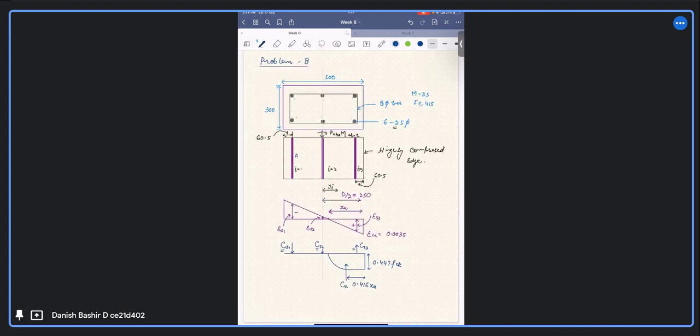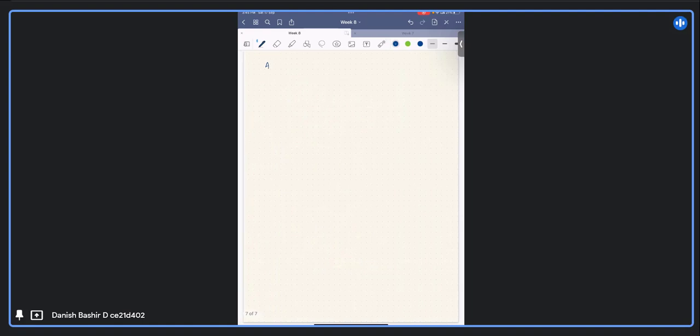So we have As1, As2, As3. You can see that every row has the same number of bars, so As1, As2, As3 will be equal. These are 25 mm bars. Each will be 2 into pi by 4 d square, where 2 is the number of bars and d is 25, which is 982 mm square.